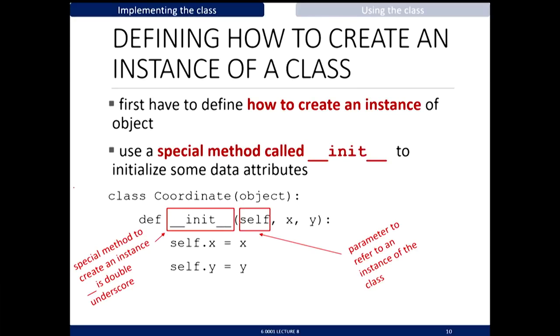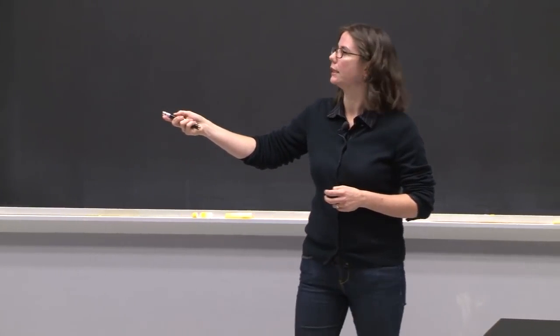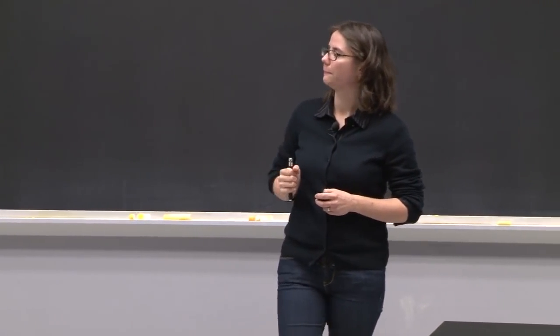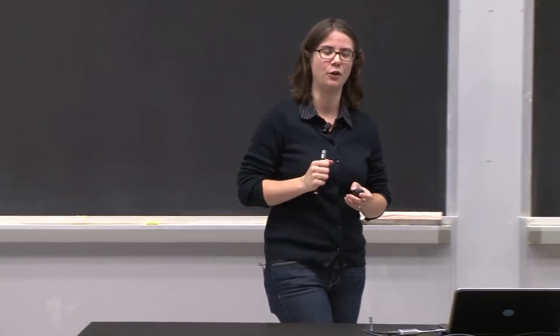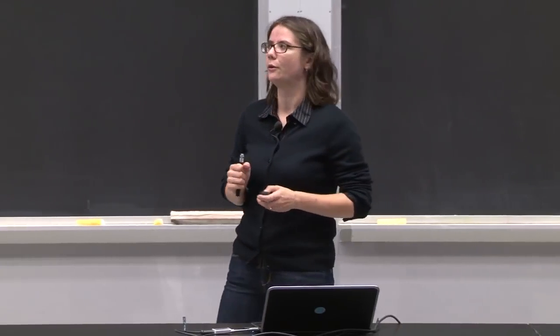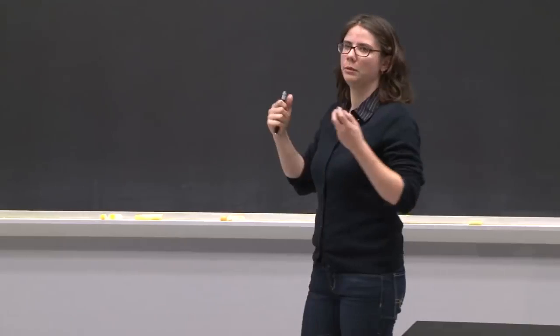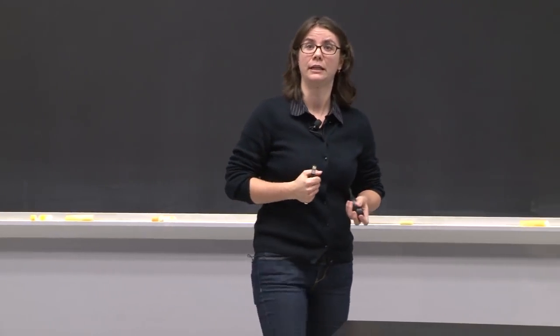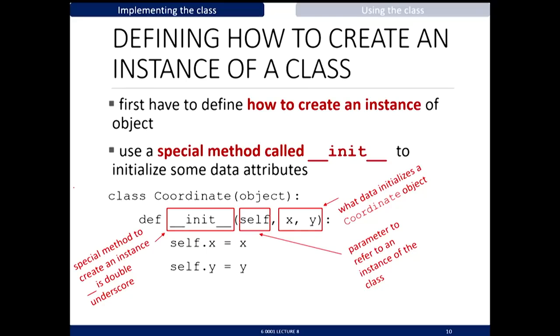And the dot is going to say, look for a data attribute x that belongs to this class. Okay. So for methods that belong to the class, the first parameter is always going to be self. It could be named anything you want, but by convention, it's always named self. So try to stick to that. And then any other parameters beyond it are just parameters as you would put in a normal function. In this particular case, we're going to choose to initialize a coordinate object by two values, one for the x and one for the y.